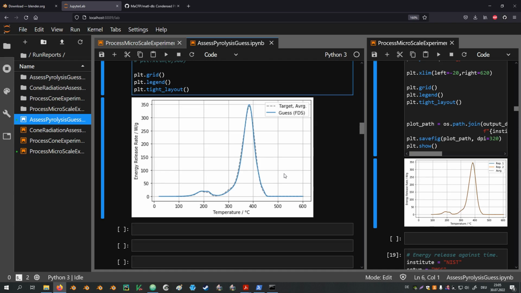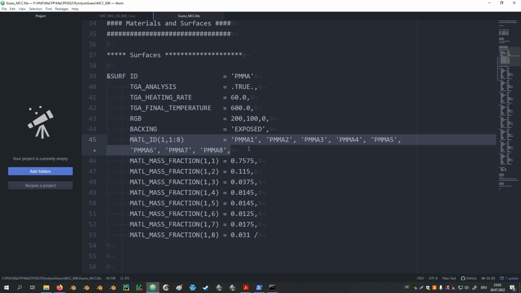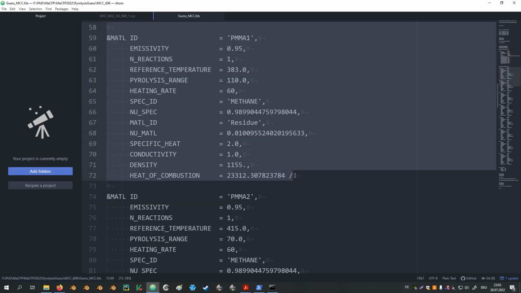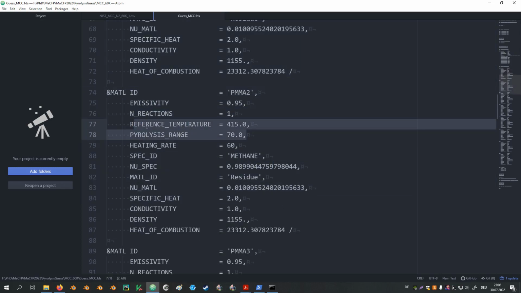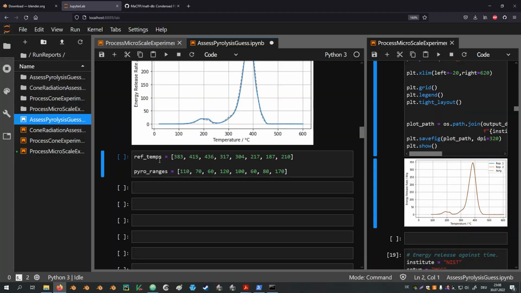But now we will look into the FDS input file for the material definition. I decided here to set up 8 different reactions. Most of the material is associated with the large peak that we started with, then everything else gets less and less material. The material definitions here are basically always copies from the first one, just reference rate and reference temperature change. As a summary, these two lists contain the reference temperatures and pyrolysis ranges that are used for the 8 reactions.